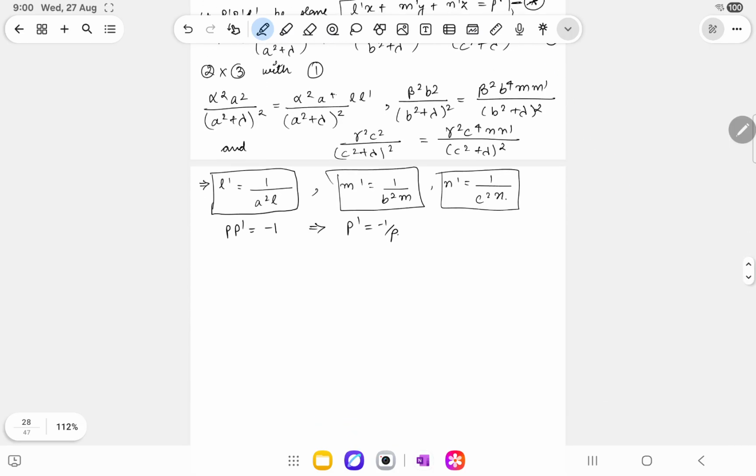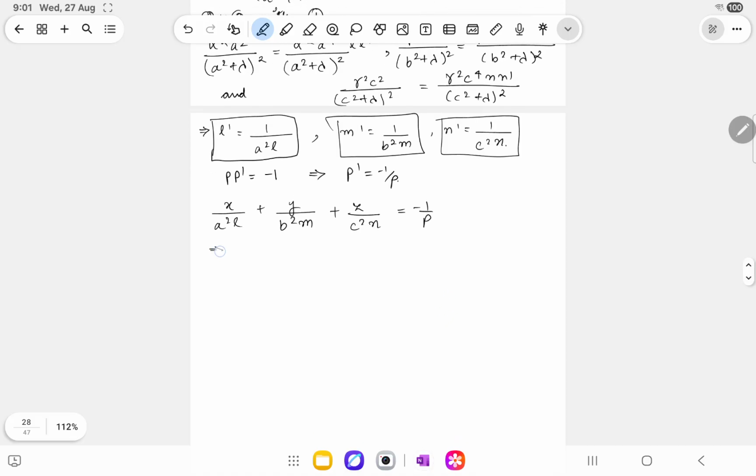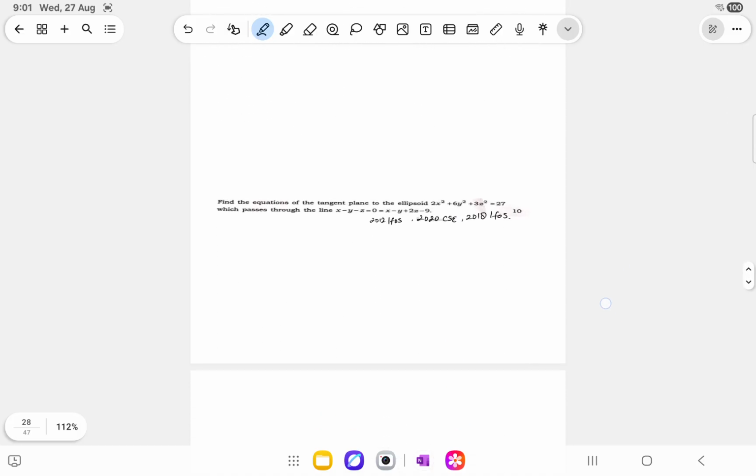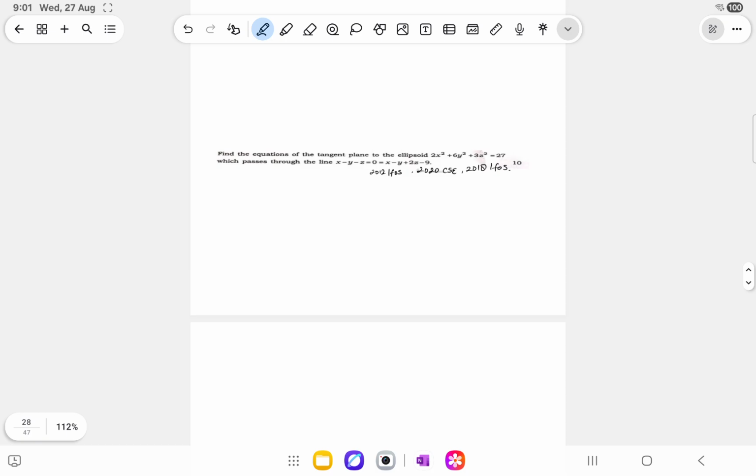So if I substitute the values of l dash, m dash and n dash, I'll get x upon a square l plus y upon b square m plus z upon c square n is equal to minus 1 by p. This can be simplified as x upon a square l plus y upon b square m plus z upon c square n plus 1 by p is equal to 0. So this is basically my equation of the plane p dash, q dash and r dash, which contains 3 feet of normal. So now let us move on to the next question.